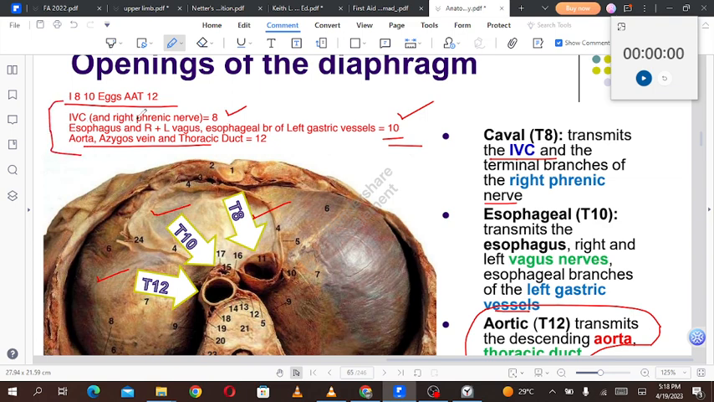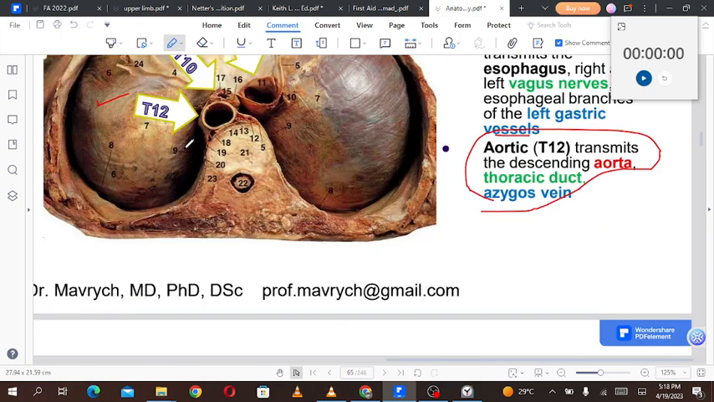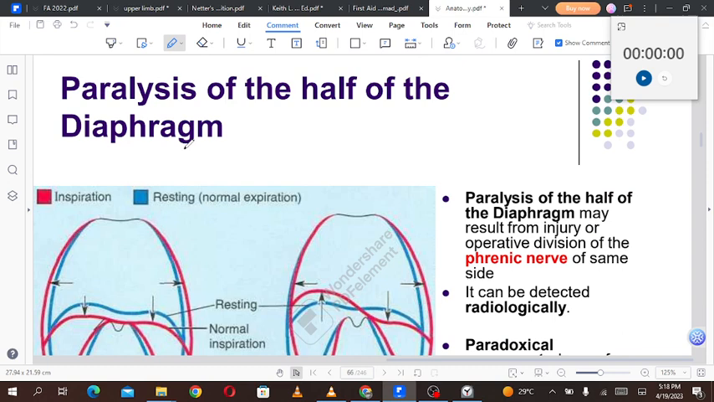At the T8 level, we have the right phrenic nerve along with the inferior vena cava. At the T10 level, we have the right and left vagus nerves along with the esophageal branch of the left gastric vessels, and at the level of T12, we have the aorta, azygos vein and the thoracic duct. So we'll go to the paralysis of the diaphragm.